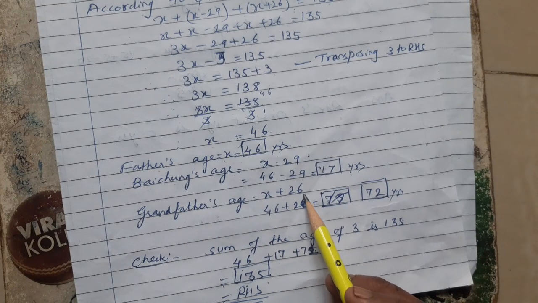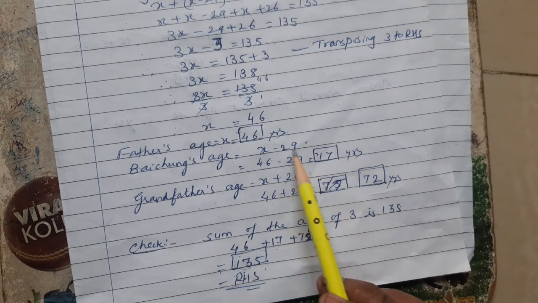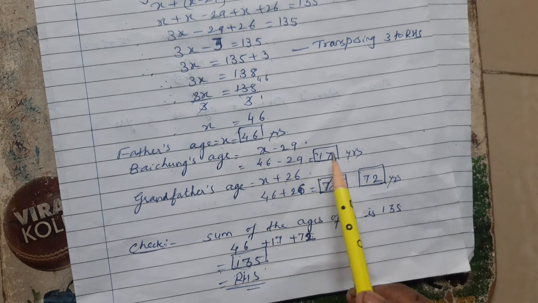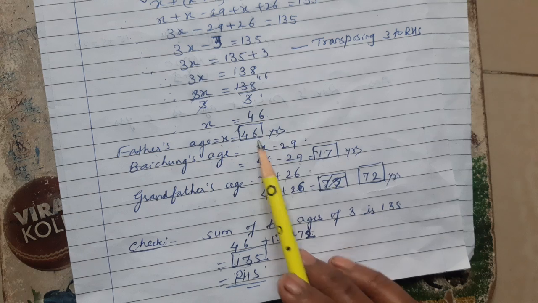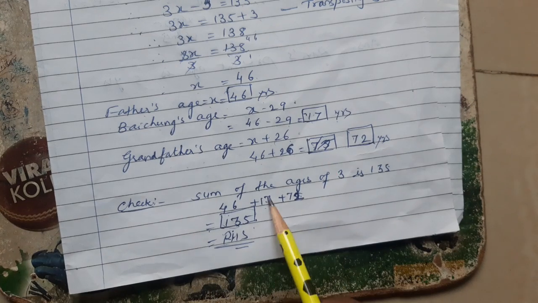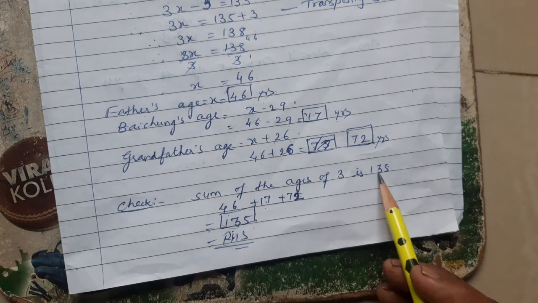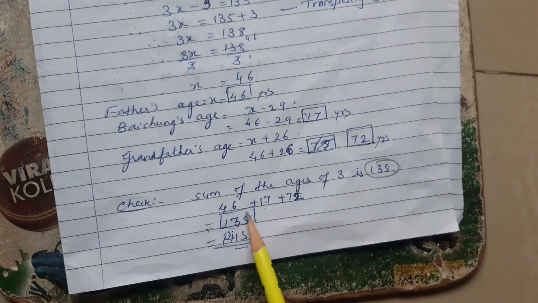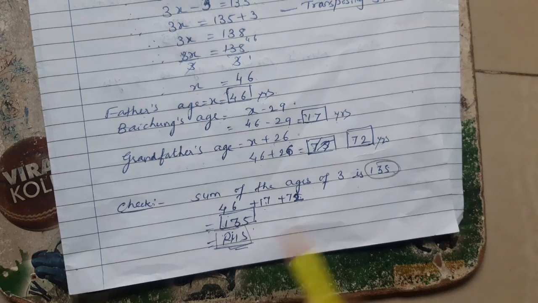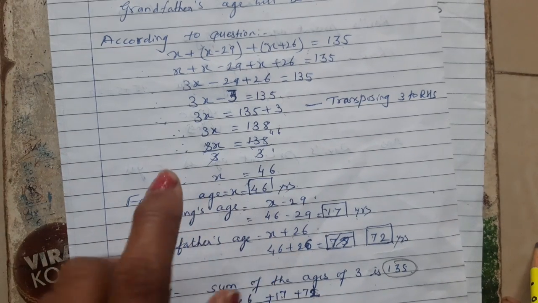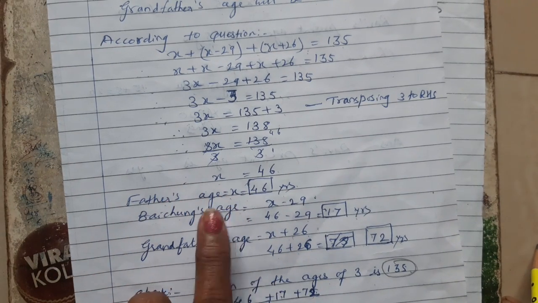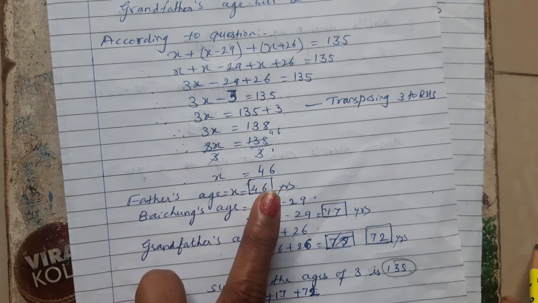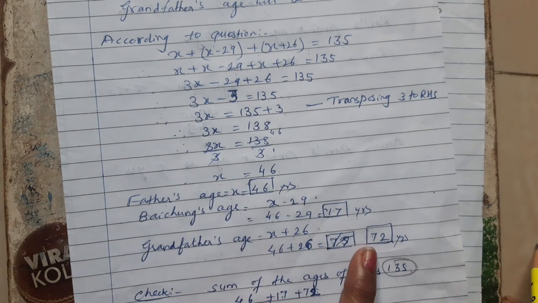Grandfather's age is x plus 26 because he is bigger than father by 26 years. 46 plus 26 is 72. So now let us find out whether these ages of father, son and grandfather are correct. 46, 17 and 72. The sum of the ages of the 3 is 135. It is given to us. So 46 plus 17 plus 72 is 135. It is equal to our ages, which means the values we have got for the ages of father, grandfather and son, 46, 17 and 72, are correct.